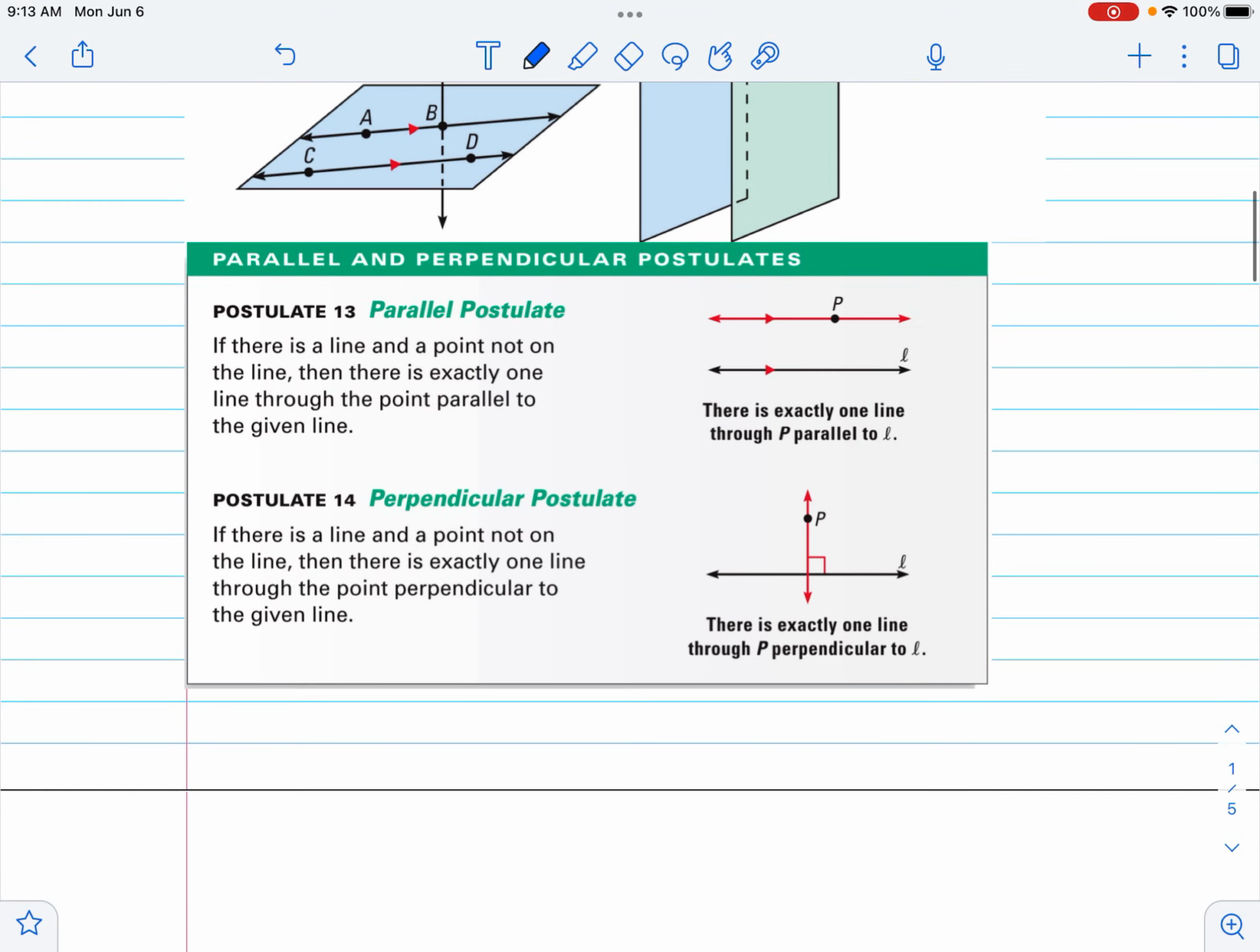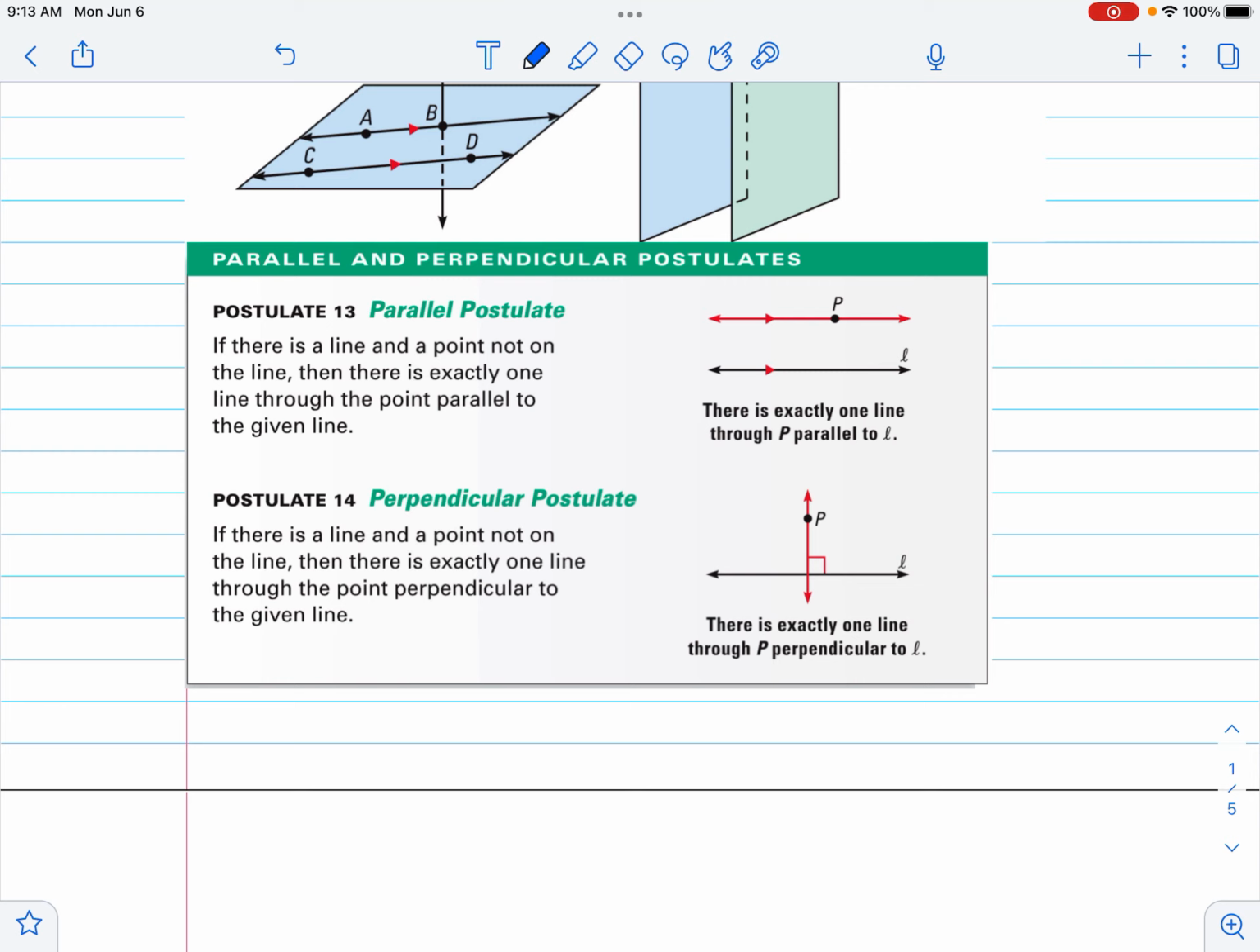Now, there's a couple of postulates I want to just... The thing about geometry is there's a lot of these postulates and theorems, and for the long term, what you want to do is just understand why these things are true. There's this parallel postulate. If there is a line and a point not on the line, then there is exactly one line through the point parallel to the line. Okay?